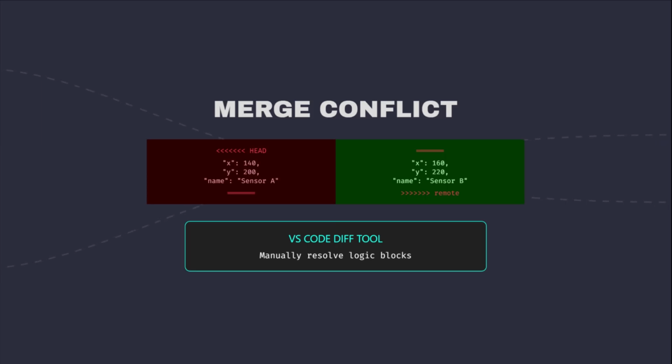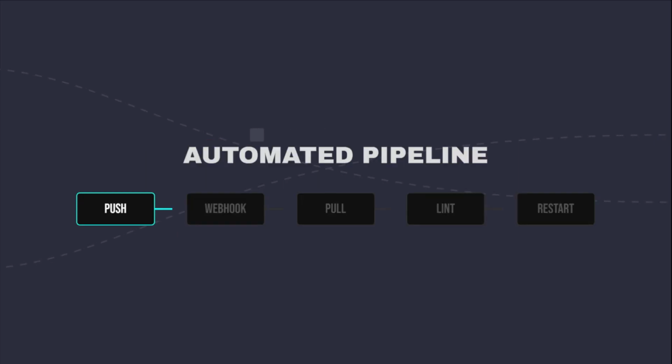Since flow definitions are complex JSON structures, use a specialized merge tool like VS Code's integrated diff viewer rather than manual text editing to prevent syntax errors. After resolution, stage the merged file and commit the merge result before pushing. Manual Git operations are sufficient for small deployments, but CI/CD integration is necessary for scalable industrial systems.